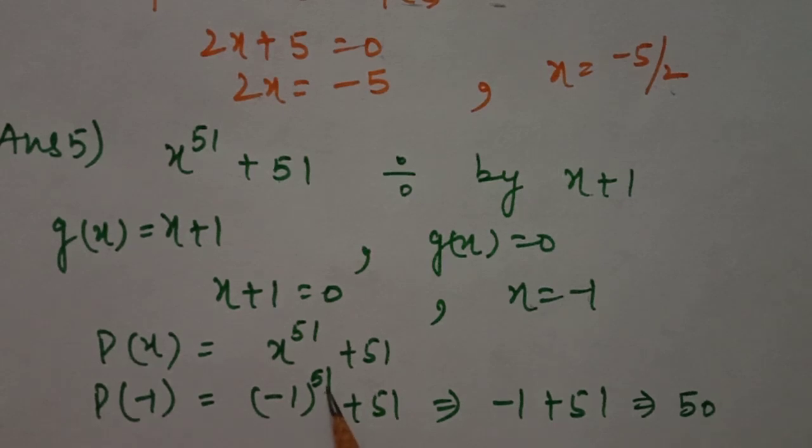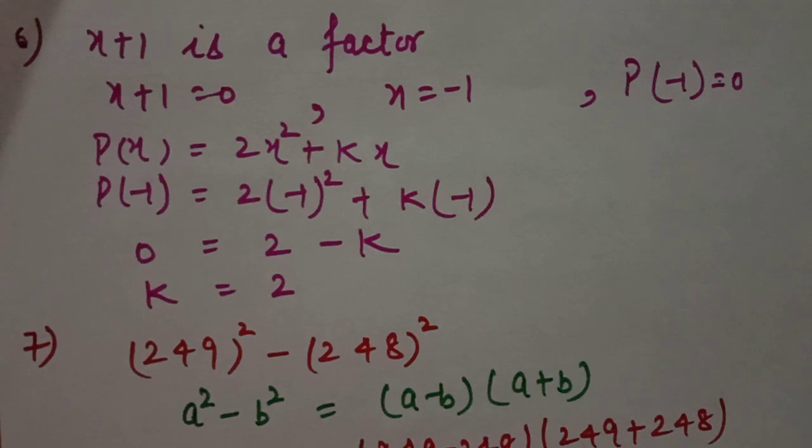If we have a positive even number here, then it gives a positive result. If we have an odd number here, then it gives us negative. So it is minus 1 plus 51, which is equal to 50. This is your answer. Next question is question number 6.